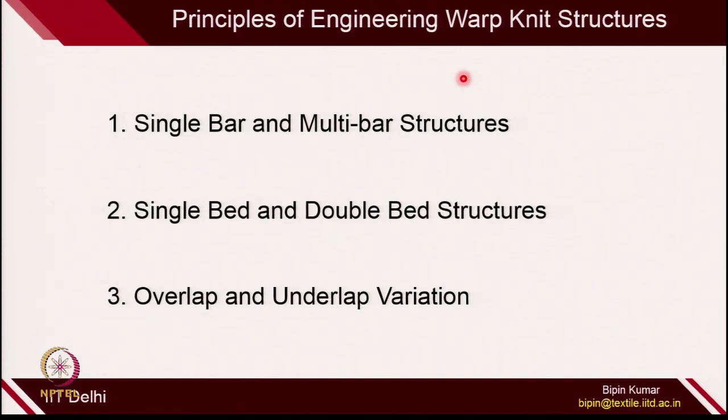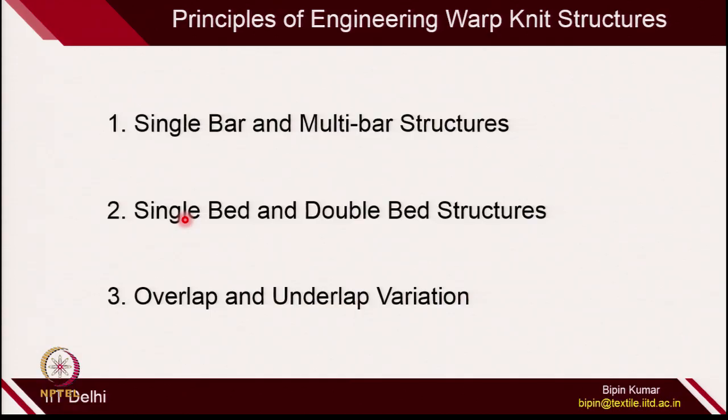The first principle is whether you are going for a single guide bar or multi guide bars. For whatever practices we have done so far, they were either single guide bar structures or 2 guide bar structures, but from the technology point of view, machines are now available where you can go up to 8 to 12 guide bars. So, you can imagine how complicated the yarn's movement in the structure could be. The more bars you include in the structure, the different kinds of patterns will be created and their properties will also be different.